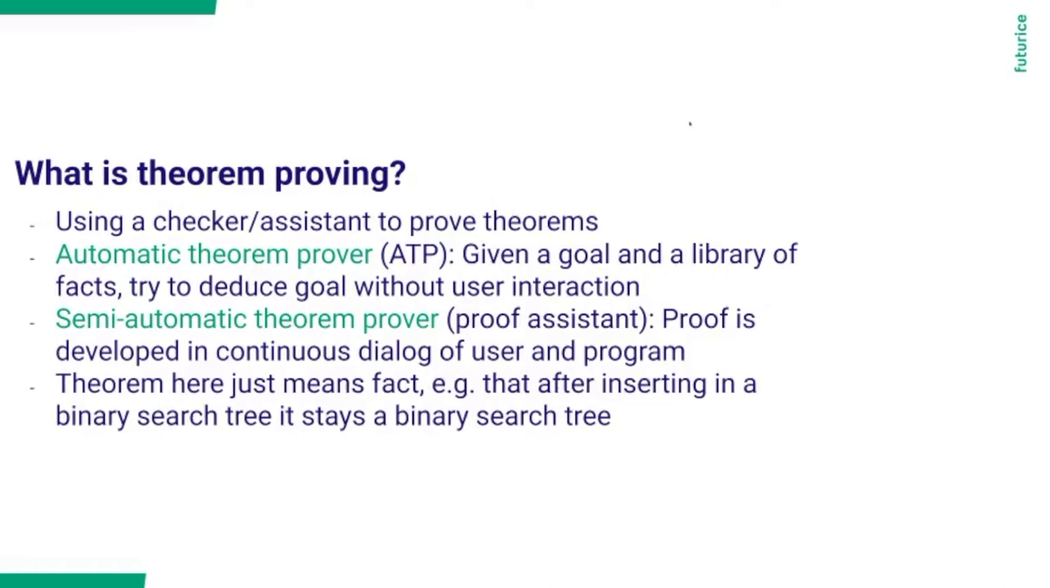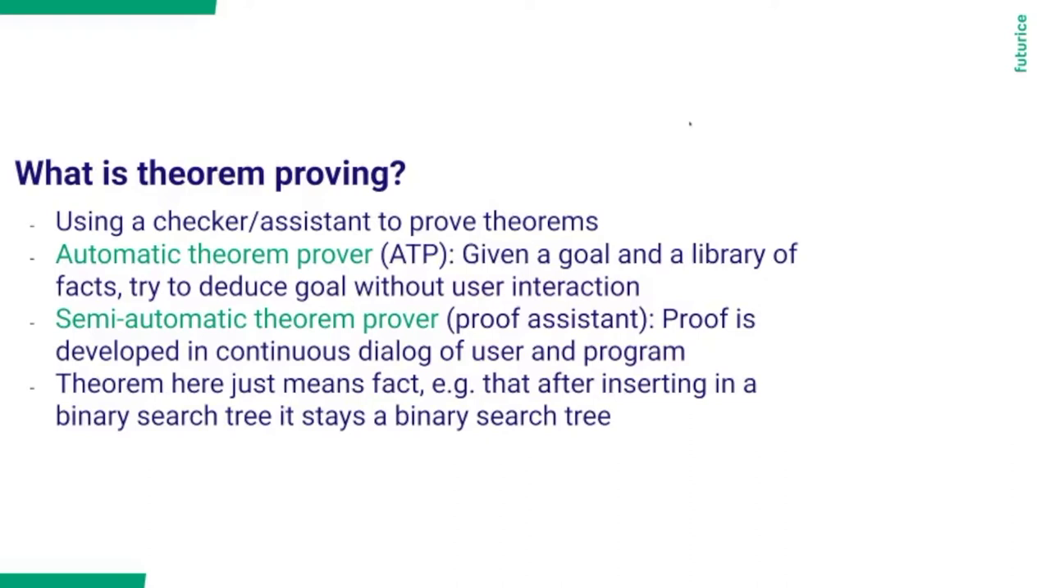There are two flavors. There are the fully automatic theorem provers, called ATPs. It's basically a black box program. You don't know how it works, but you give it a goal, what you want to prove, and a library of existing facts, so stuff that is already proved. Then it will do its magic and might come back with yes, I could prove this, and maybe even this is how. Or it says, sorry, this is not provable. Or most of the time, it says, sorry, I've run out of time, because reasoning is obviously not easy for machines.